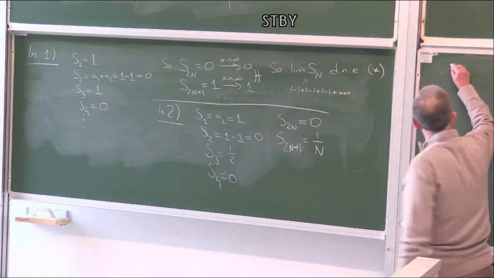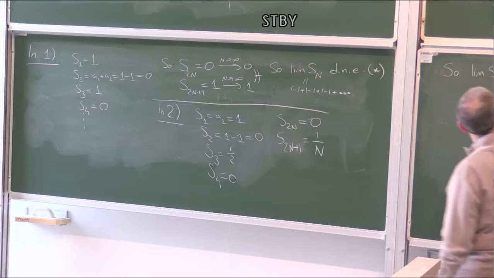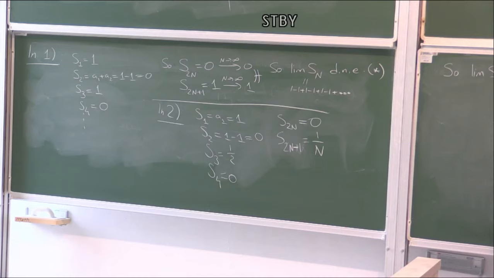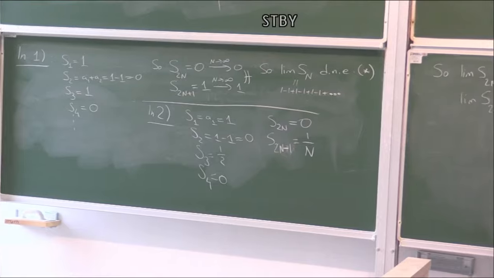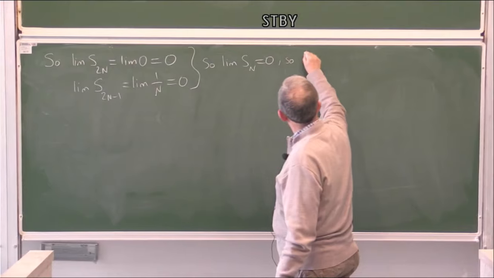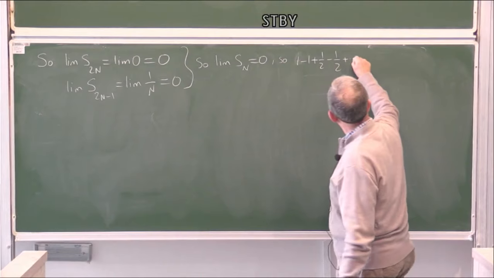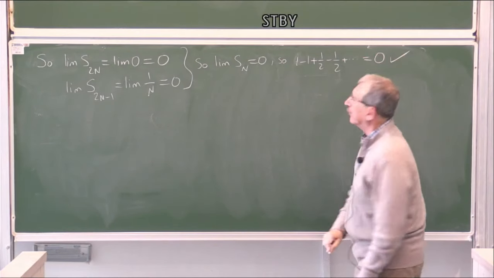But then, the limit of S2n is the limit of zeros, so it is 0. The limit of S2n minus 1, which is the limit of 1 over n, is 0. So from our considerations in sequences, this means that the limit of Sn is 0. So 1 minus 1, 1/2 minus 1/2 is 0. That's correct.